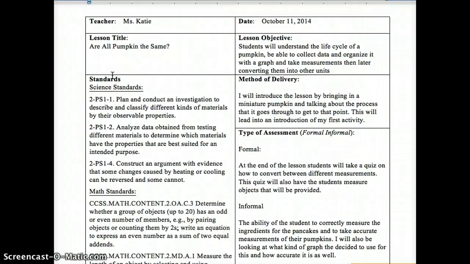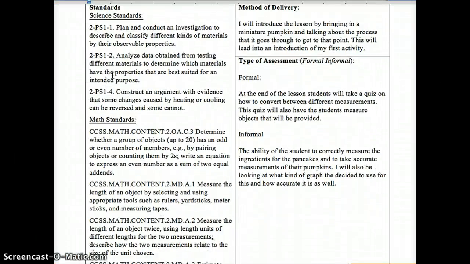So my assessments would be to have them take a quiz about converting between different measurements, which they've practiced a lot in these activities. And then just for the informal, just me being able to observe if they were doing correct measurements for the pancakes, or correctly measuring the pumpkin's units.